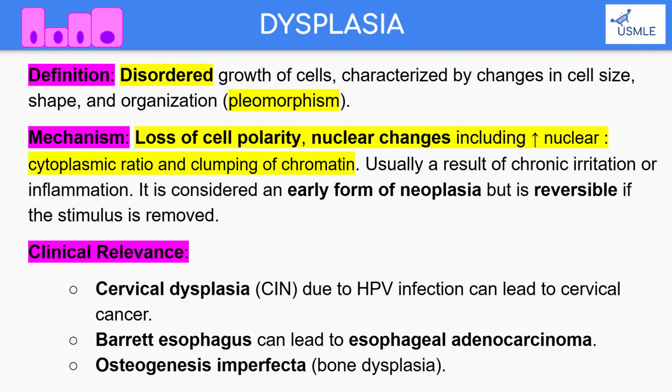Next, we have dysplasia. This is defined as disordered growth of cells characterized by changes in cell size, shape, and organization, also called pleomorphism. There is a loss of cell polarity and nuclear changes, including an increase in the nuclear cytoplasmic ratio and clumping of chromatin. Examples include cervical dysplasia, CIN, due to HPV infection, which can lead to cervical cancer. Barrett esophagus can lead to esophageal adenocarcinoma, and osteogenesis imperfecta is also a kind of bone dysplasia.